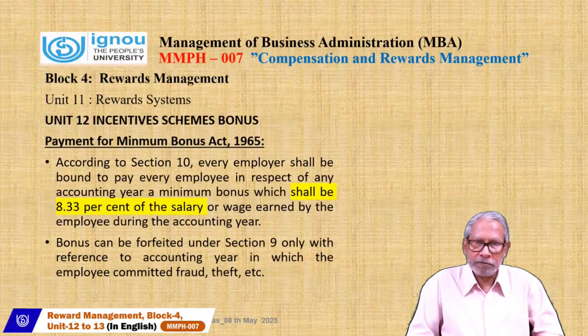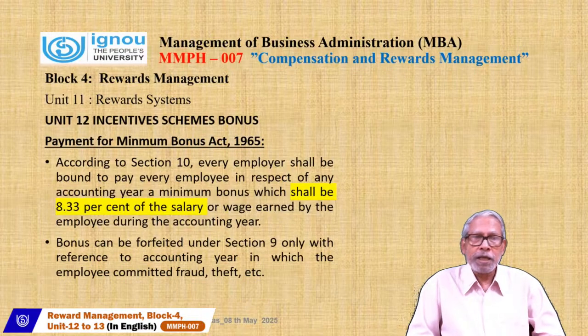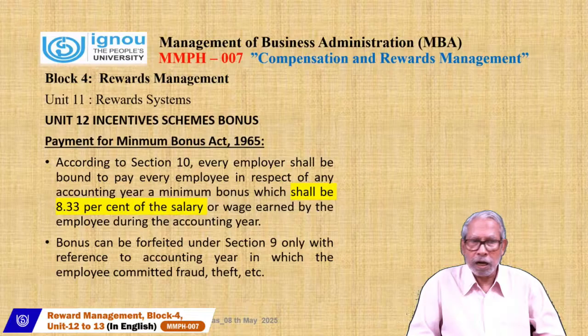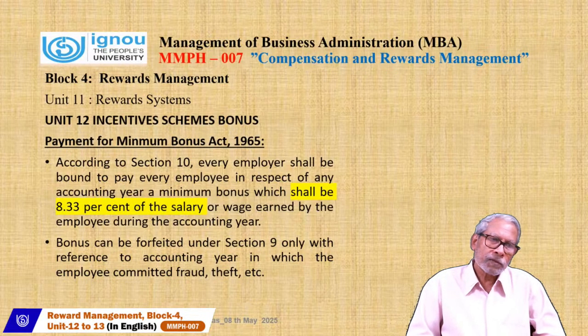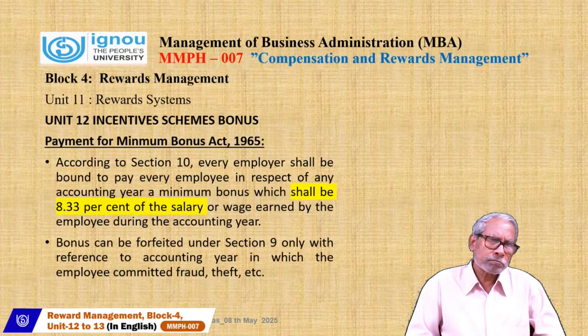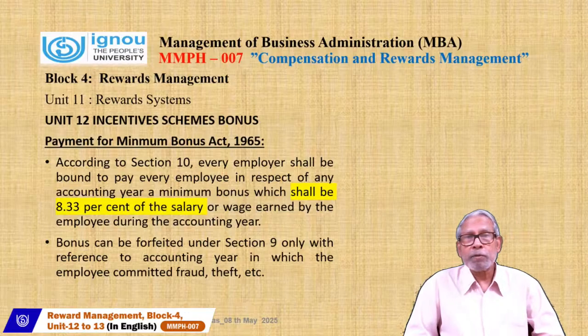According to Section 10 of the 1956 Act, every employer shall be bound to pay every employee, in respect of any accounting year, a minimum bonus of 8.33% of the salary or wages earned by the employee during the accounting year. Bonus can be forfeited under Section 9 only with reference to the accounting year in which the employee committed fraud, theft, etc. If an employee is found to have committed a disciplinary offence, a fraud in his certificate or service, or theft, he may not be entitled to the bonus. That is what Section 9 says.